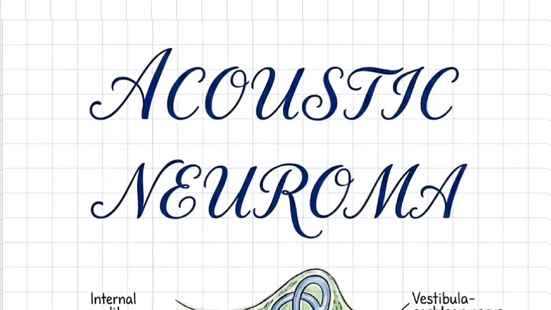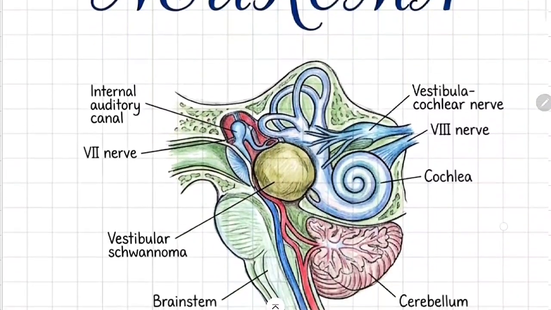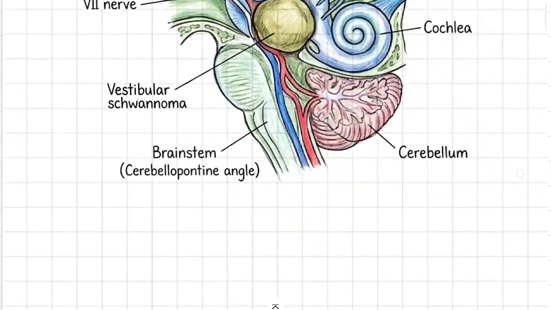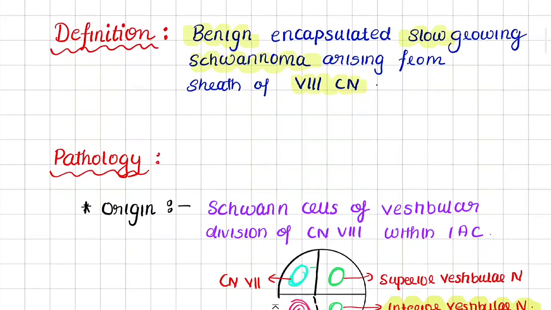So today we are going to learn about acoustic neuroma. This is a very important topic that has been repeated multiple times in various exams. So if you are getting this question for your exam, you have to write like this to score the perfect marks. Start from the definition. Say that it is a benign, encapsulated, slow-growing schwannoma arising from the vestibulocochlear nerve.